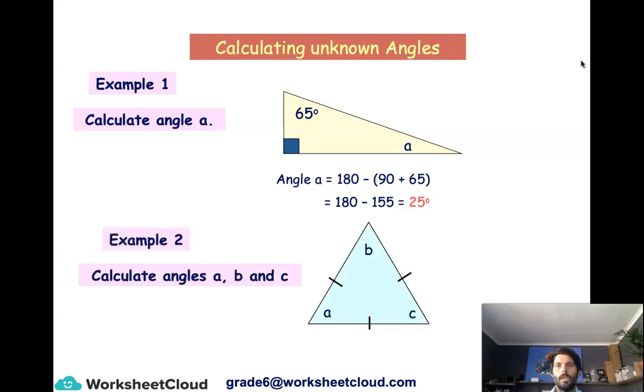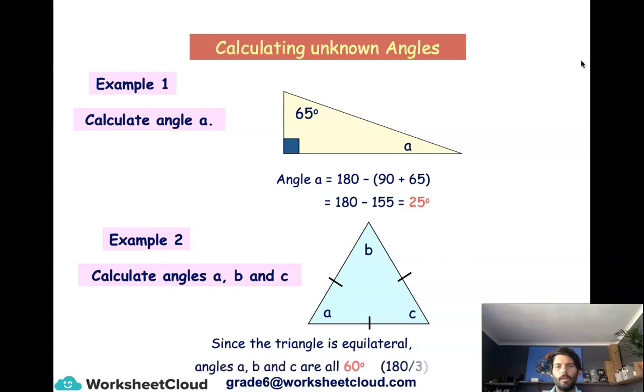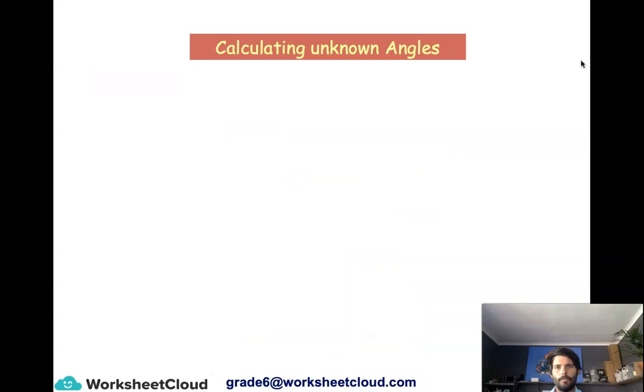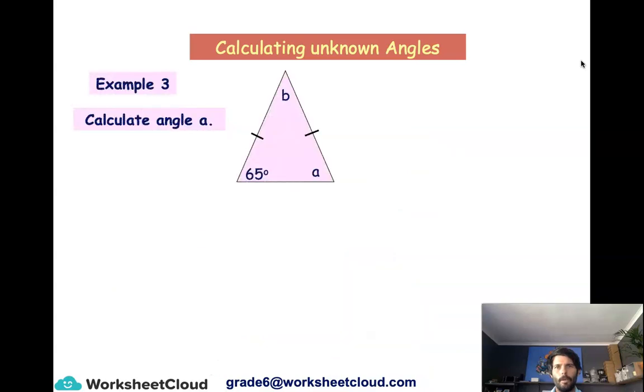Okay? Example number 2, the sizes of the angles A, B, and C. So we know that that's an equilateral triangle, and we know that the angles in a triangle add up to 180. So we just say 180 divided by 3 is equal to 60. Okay? So I'd like you to tell me what are the sizes of angle A.